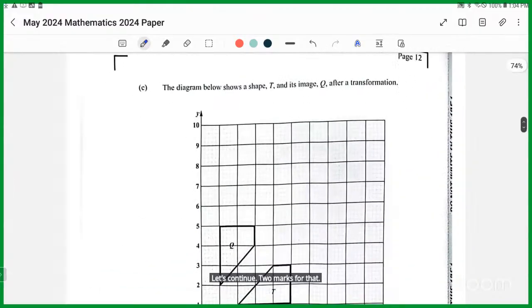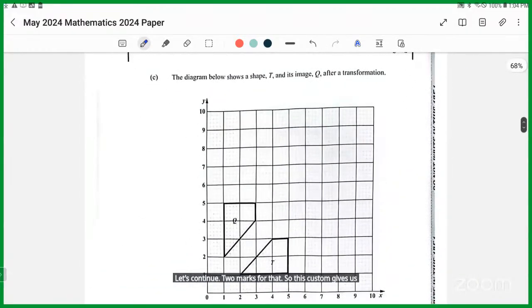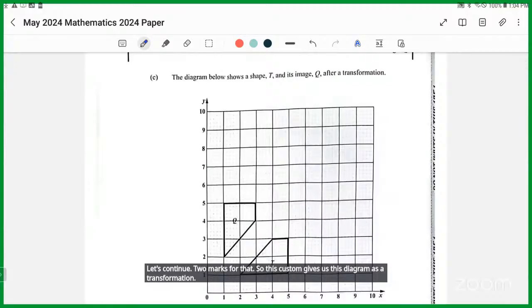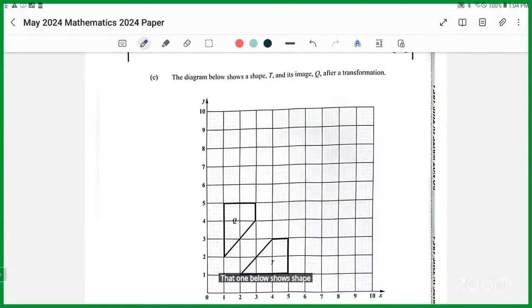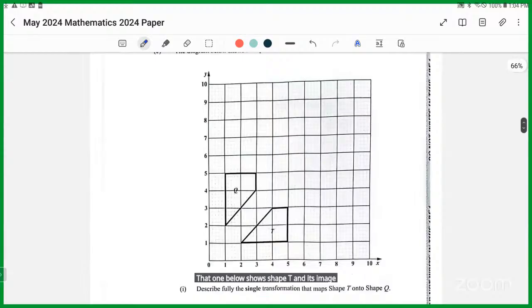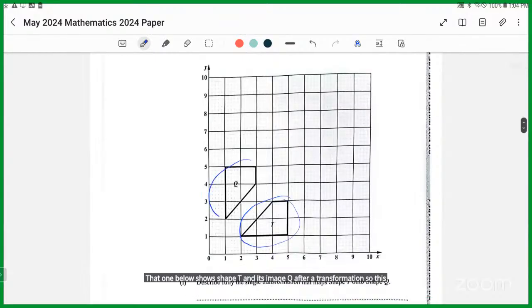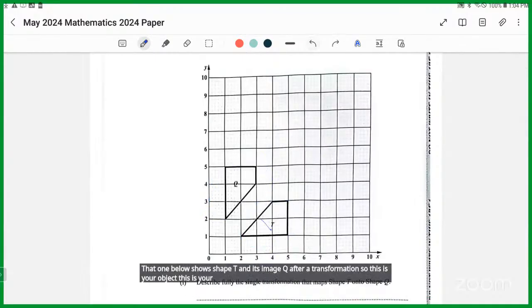So this question gives us this diagram as a transformation. Diagram below shows a shape T and its image Q after a transformation. So this is your object. This is your image. So the transformation is from this one to this one. You're going this way with the transformation. All right? And that looks to me, when looking at it, like a reflection on sight.